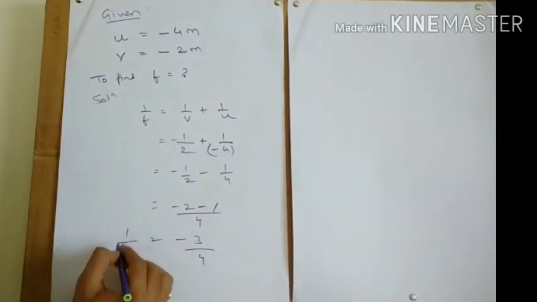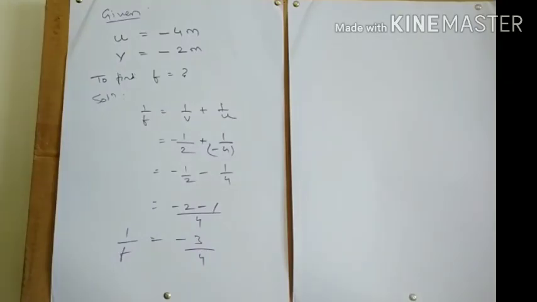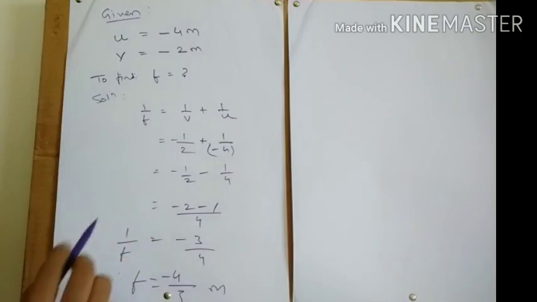So 1 by f is equal to minus 3 by 4. But remember, this is 1 by f. Therefore, the focal length f will be equal to 4 by 3 meters. Getting the idea? So this is the focal length of our given concave mirror.